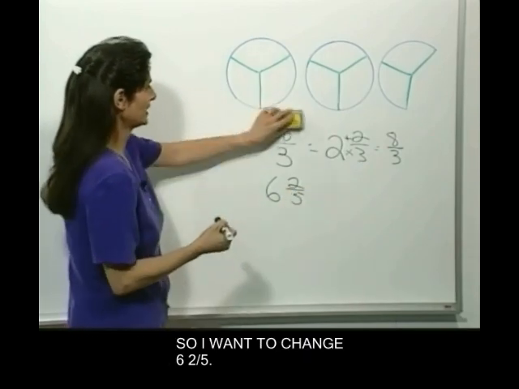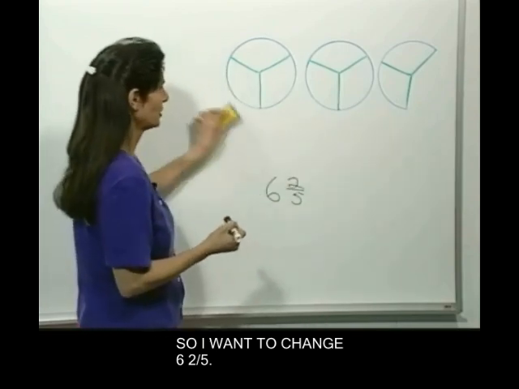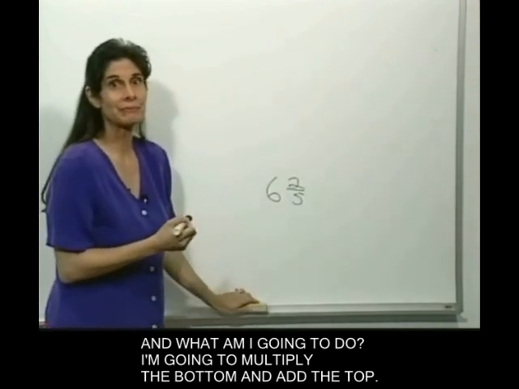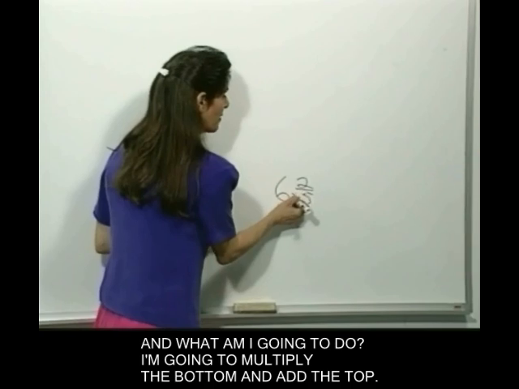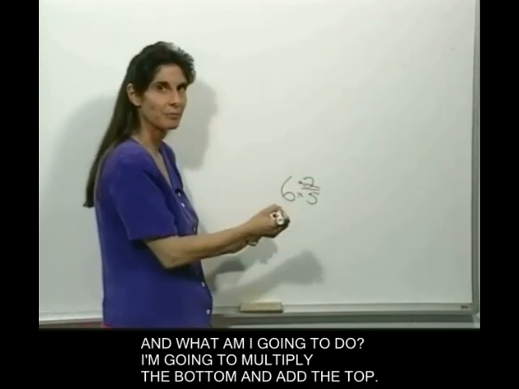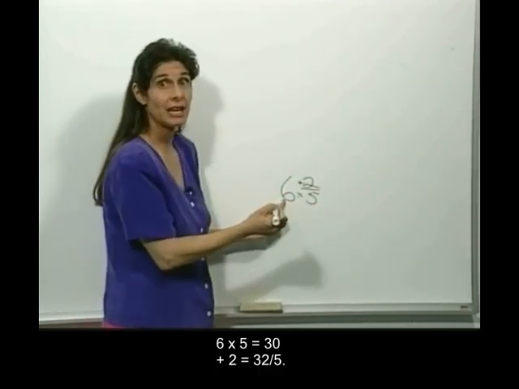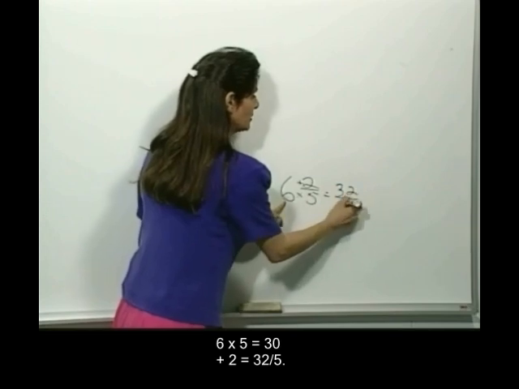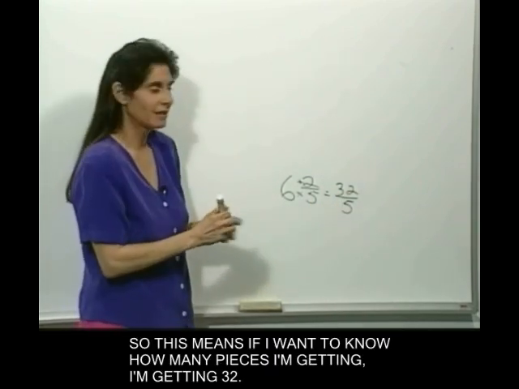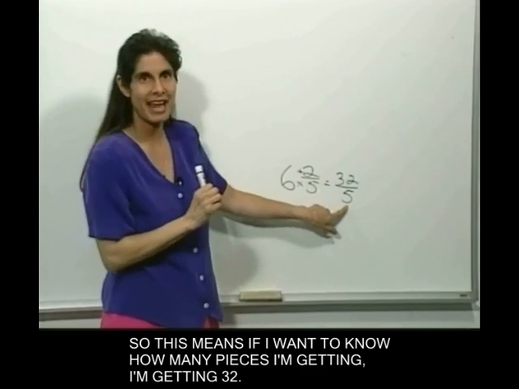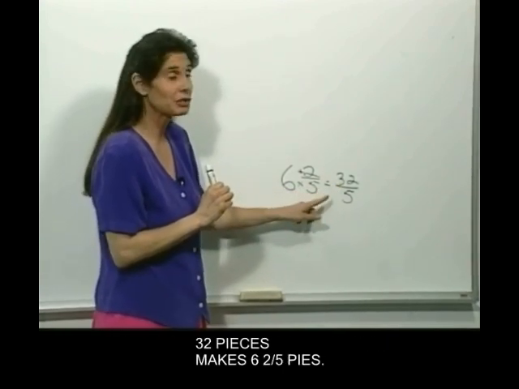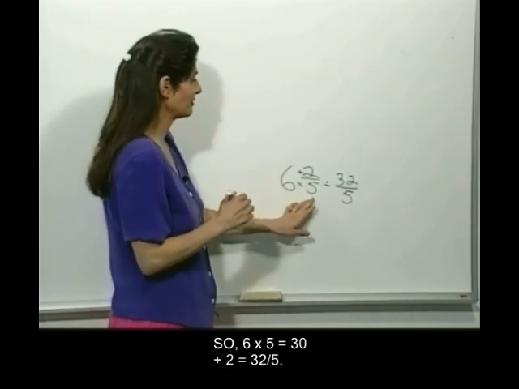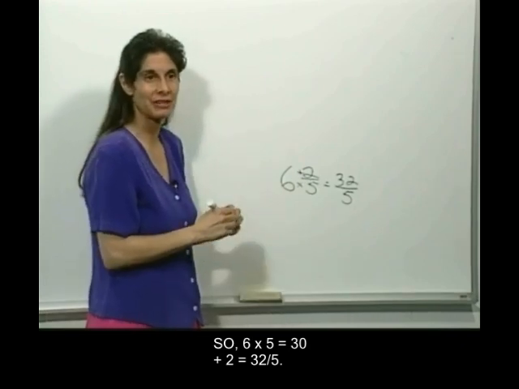So I want to change 6 and 2/5 to an improper fraction. And what am I going to do? I'm going to multiply the bottom and add the top. 6 times 5 is 30, plus 2 is 32/5. So this means if I want to know how many pieces I'm getting, 32. 32 pieces make 6 and 2/5 pies. So 6 times 5 is 30, plus 2 is 32/5.